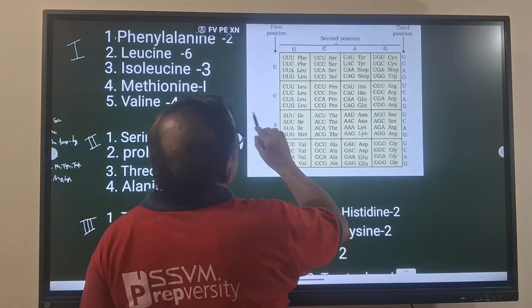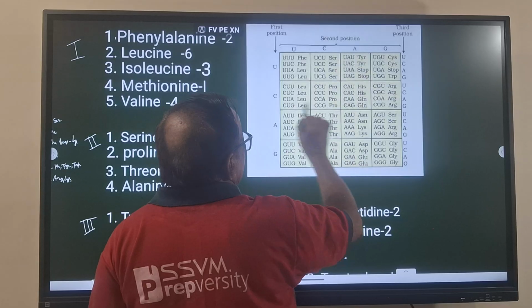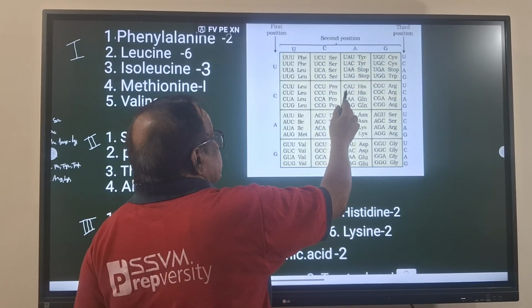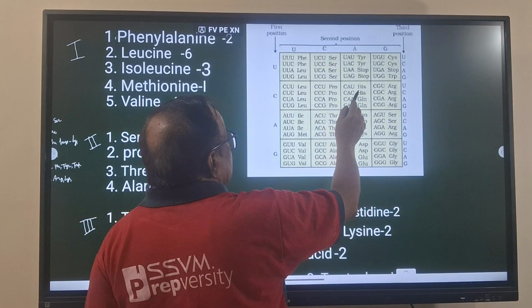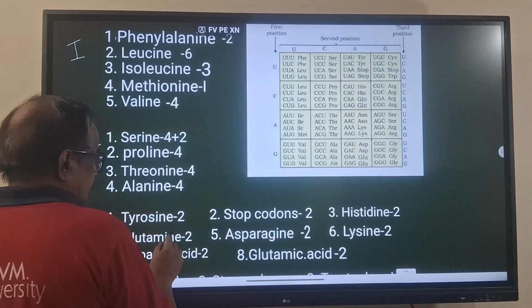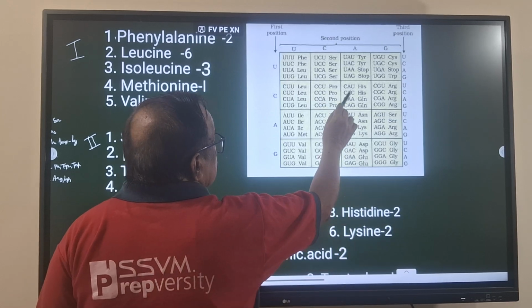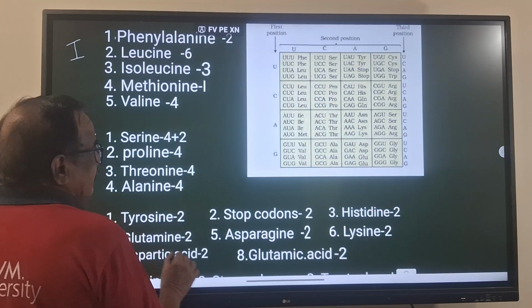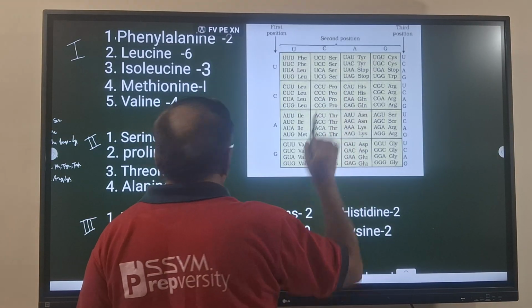Next, whenever we are seeing C and A, CA like this. So here, all four are CA: U, C, A, G. The first two are histidine, the second two are glutamine. Two codons for histidine, and glutamine. Glutamine are the 2 in the second box, last 2.